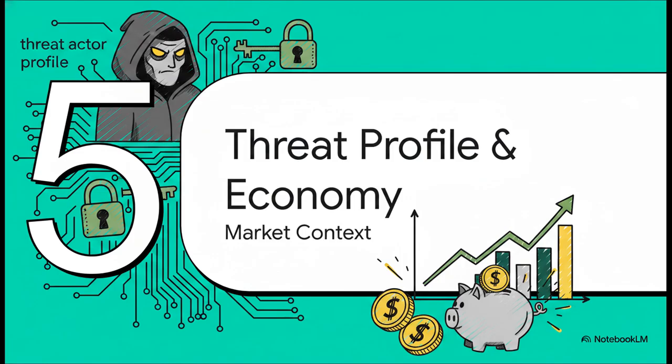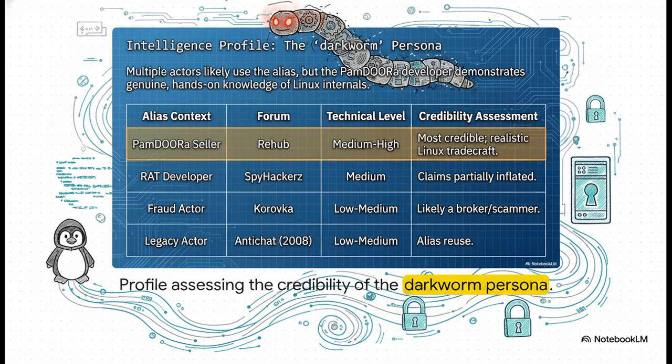Moving into Section 5, Threat Profile and Economics. To really understand what we're up against, we need to look at who is building this and the market dynamics driving it. Threat intelligence indicates that multiple actors are likely using the Dark Worm alias across the dark web. But our analysis shows that the specific seller pushing PamDOOra on the Rehub forum actually has a medium to high technical credibility. They aren't just copy-pasting code. They demonstrate genuine, hands-on knowledge of Linux internals and realistic tradecraft. This is a highly credible threat actor.